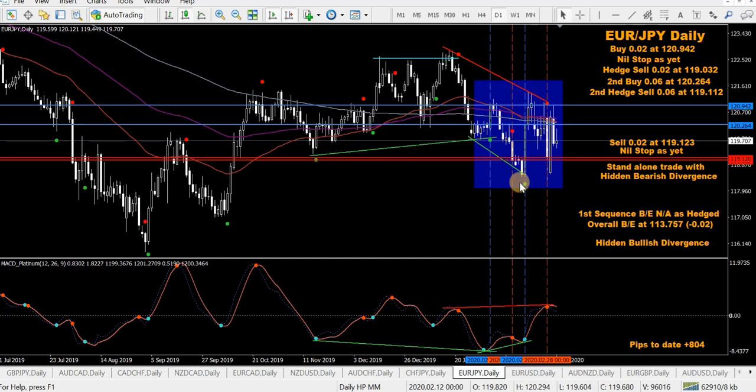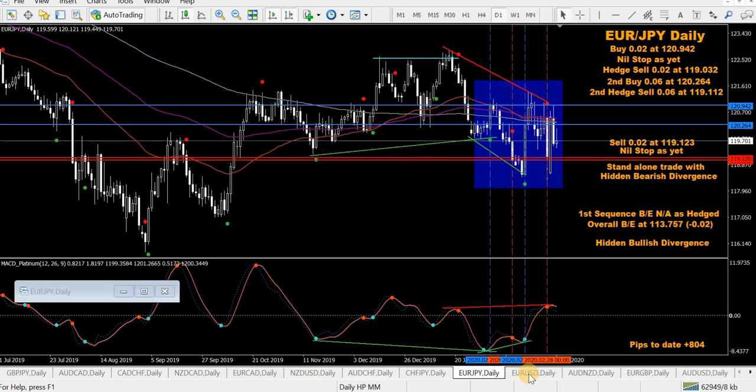So everything's involved in this box here, but there are 2 sequences. There's one, all 4 trades, and there's a second sequence, just this sell trade by itself. A little bit confusing, I know, but there is a method to my madness, as I always say. So I've got a few pips in the bank, so all good there.